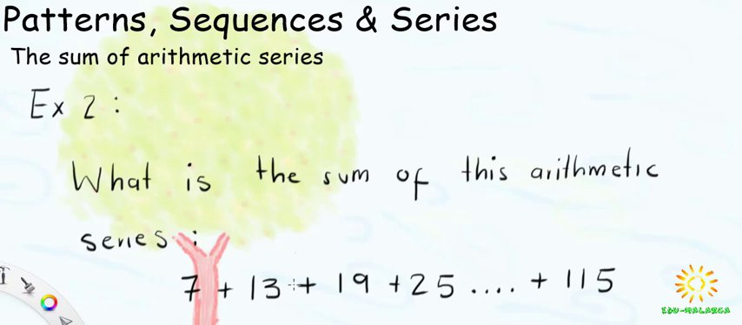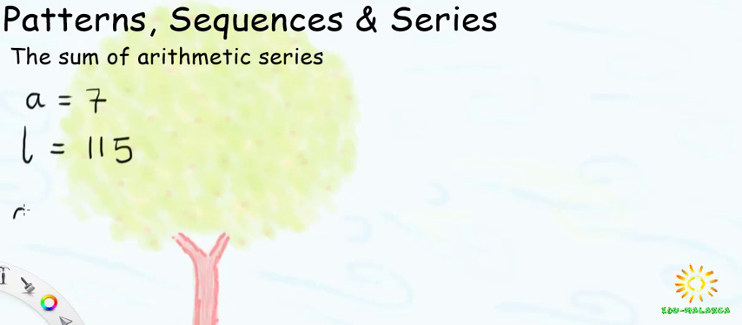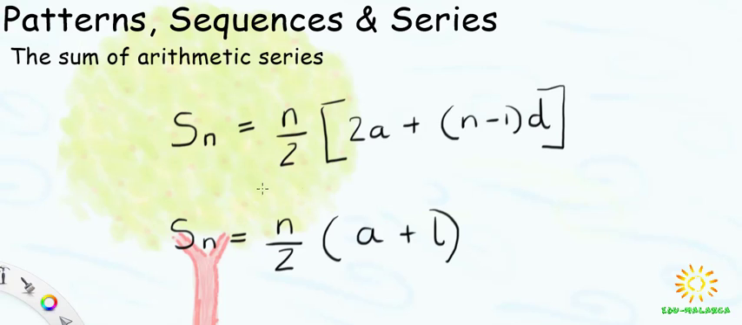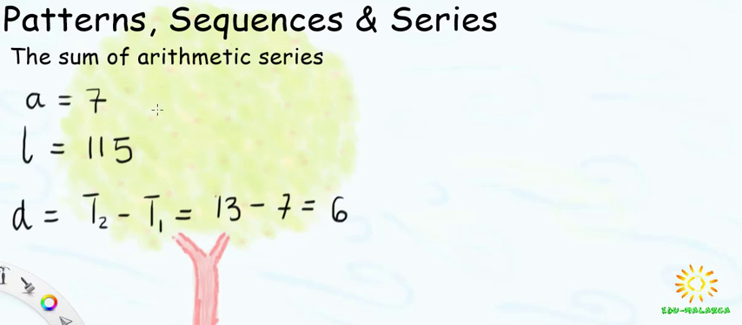And if we look at 13 and 7, for example, term 2 and term 1, we can say D is equal to term 2 minus term 1, which is equal to 13 minus 7, and that gives you the number 6. Let's go back to our two equations. We have equation 1, which requires A, N, and D. We don't have N. Equation 2 requires N, A, and L. We have A and L and D, but we don't have N, so we're going to have to find a way to solve for N.